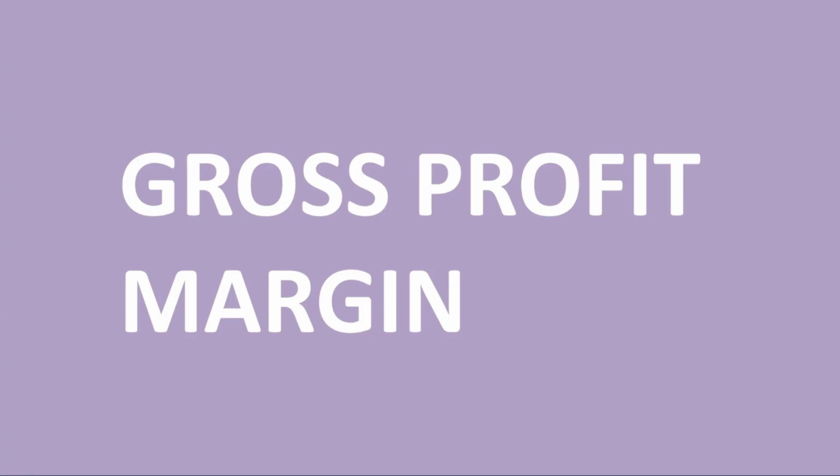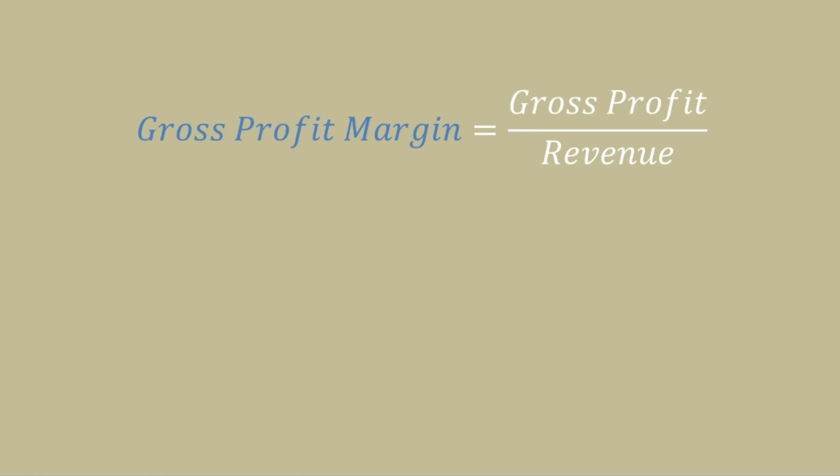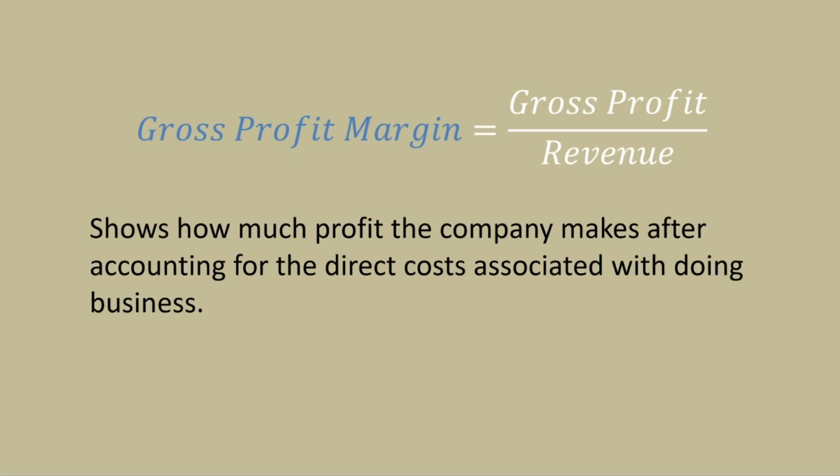The third one, gross profit margin. Gross profit margin is part of the profitability ratios. It is one of the most widely used profitability ratios. It compares gross profit to revenue. It shows how much profit the company makes after accounting for the direct costs associated with doing business. A company with a high gross margin compared to its peers likely has the ability to charge a premium for its products or services. On the other hand, a pattern of declining gross margin may indicate increased competition.